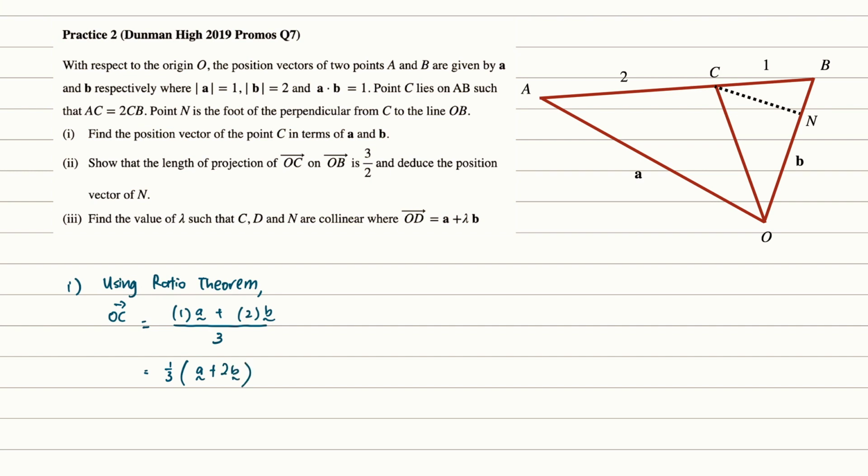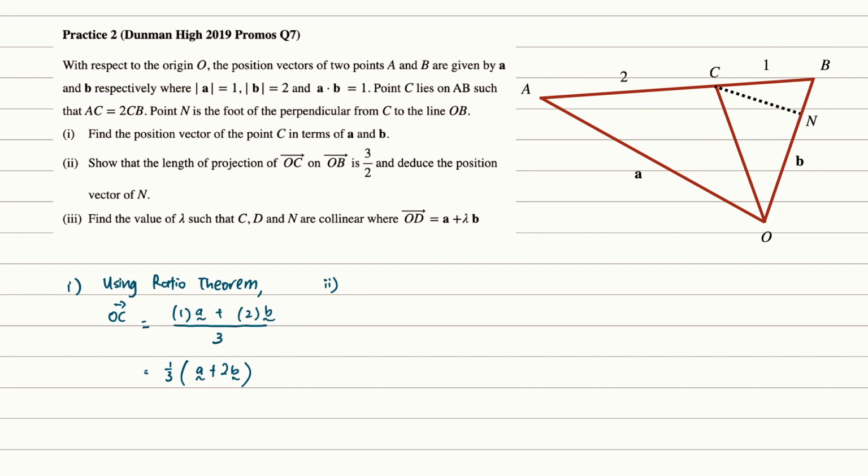If you have difficulties remembering the ratio theorem, not to worry. Always remember to pair alternately with each other. So this means that 1 pairs with A, 2 pairs with B, and you divide it by the total value in the ratio, which is 2 plus 1 equal to 3.